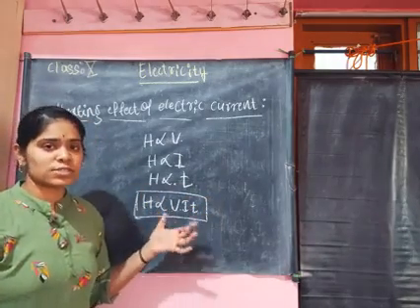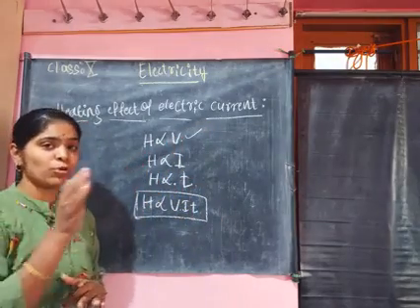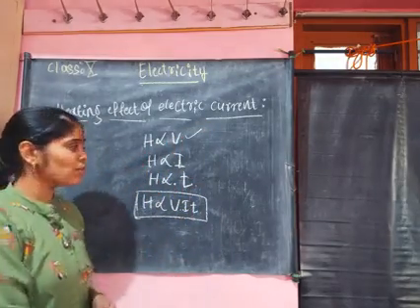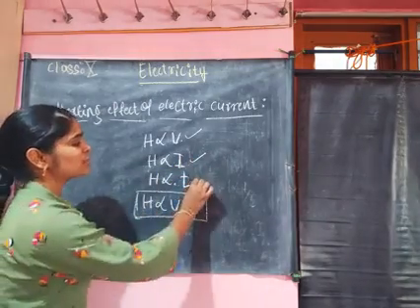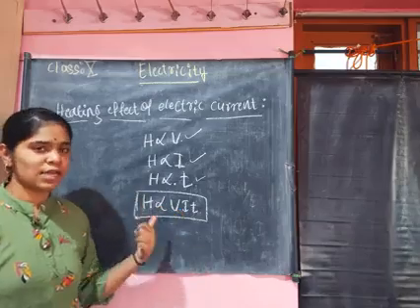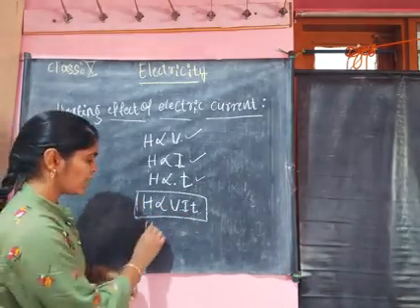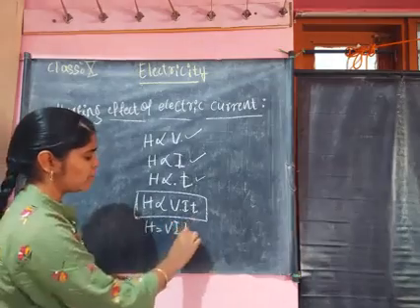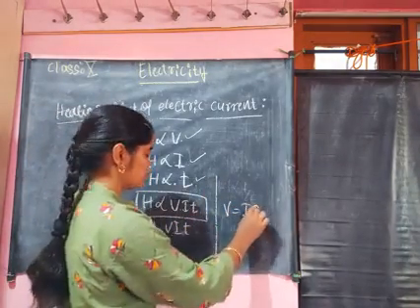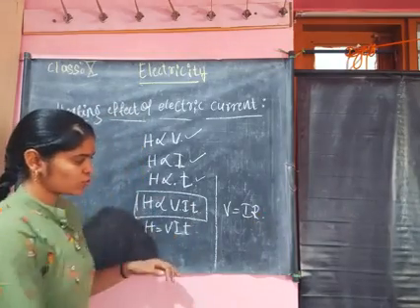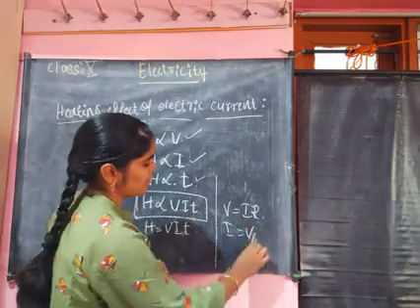On which conditions does this heating effect depend? On the potential difference, that is, how much potential difference is produced in the circuit, how much current is passed in that circuit, and how much time is taken. So H is proportional to V into I into T. So we write H equals VIT. We know from Ohm's law that V equals IR, so I equals V by R.